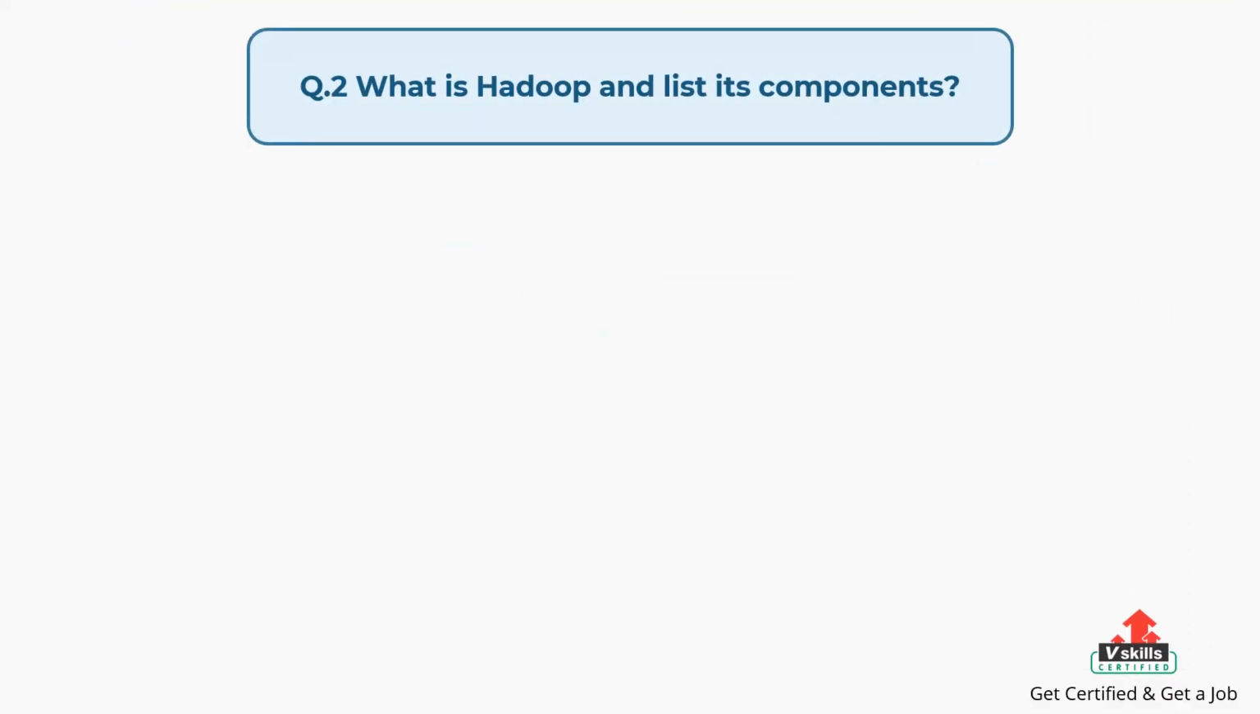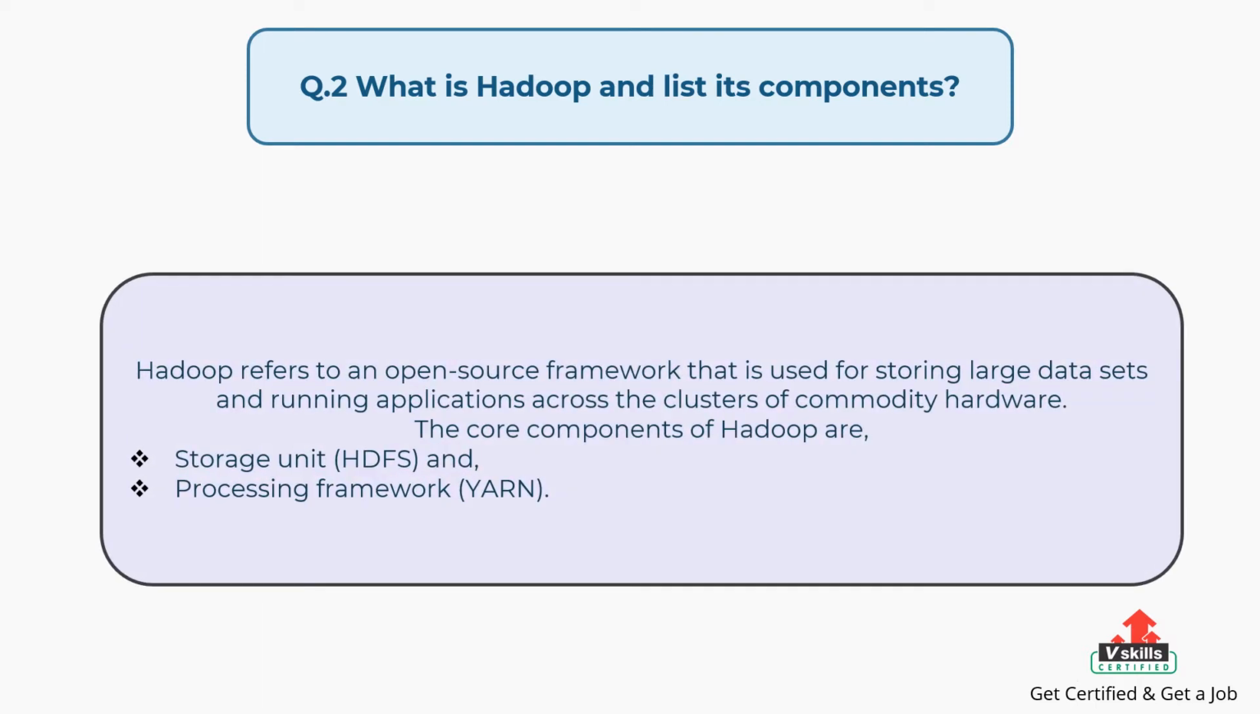Question number 2. What is Hadoop and list its components? The answer is, Hadoop refers to an open-source framework that is used for storing large datasets and running applications across the clusters of commodity hardware. The core components of Hadoop are storage unit, HDFS, and processing framework, YARN.